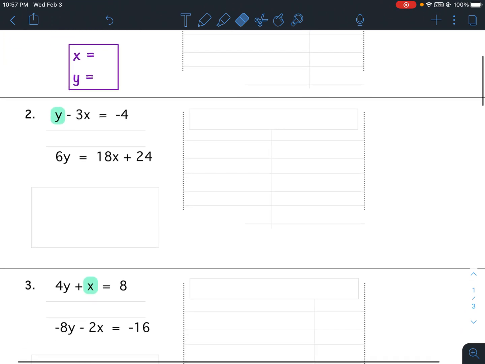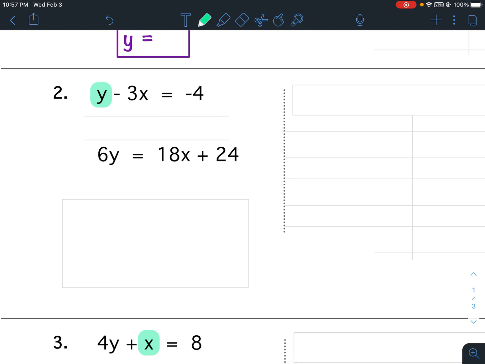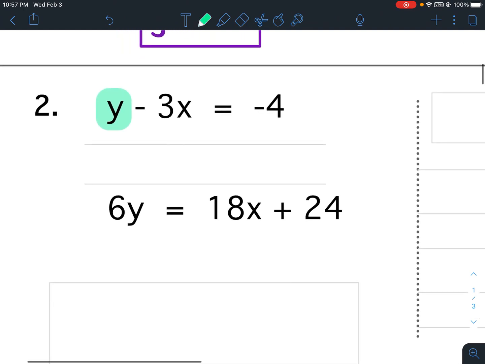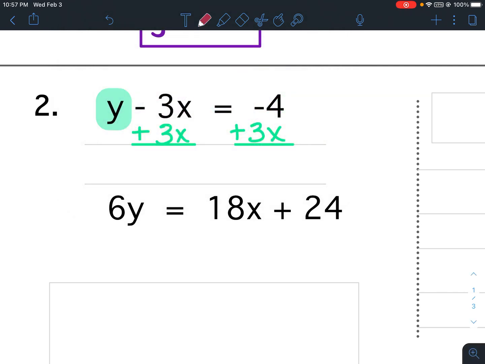All right, number 2. Number 2, again, the easiest variable to solve for is the top y. To isolate that top y, I need to get rid of this negative 3x. The opposite of negative is positive, so I'm going to add 3x to both sides. Bring down the y. These cancel.